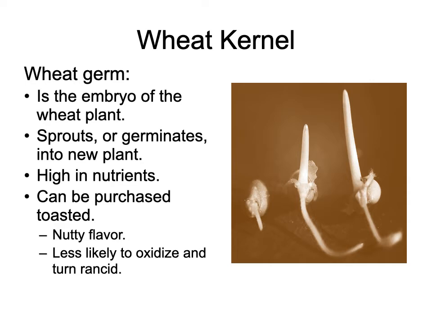The wheat germ is basically the embryo of the wheat plant. The germ germinates. It is what would turn into a new plant if we were to plant these wheat berries. You can buy germ toasted. You can buy it in separate containers. Oftentimes they're sold in the refrigerator section.